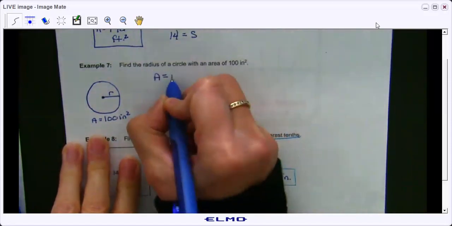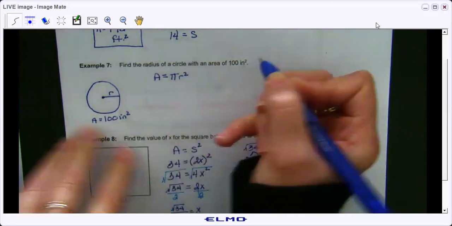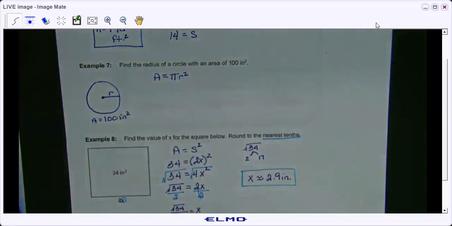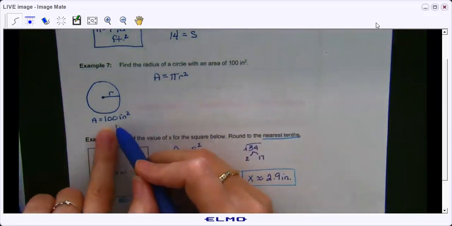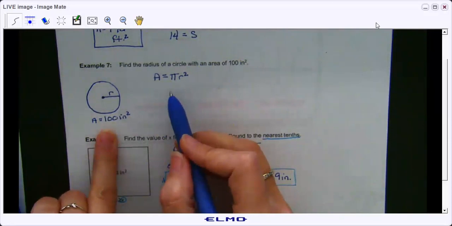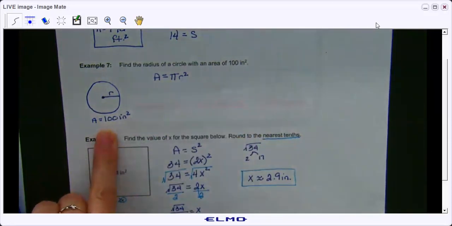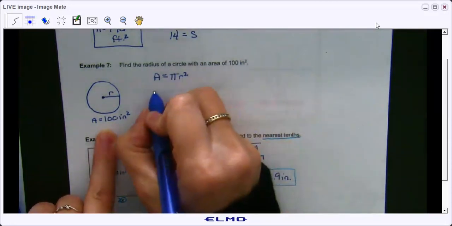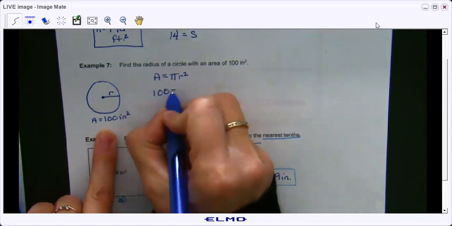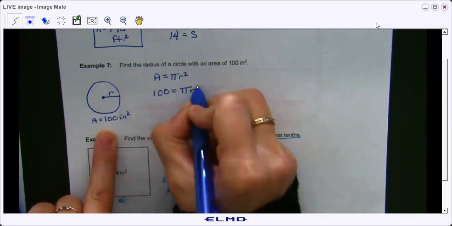Yes, pi r squared. Okay. Or pi diameter. No, not diameter. That's perimeter of a circle. Okay, so we're gonna plug in what we know. And we're gonna leave our answer in terms of pi, meaning we're not gonna turn pi into 3.14. So 100 equals pi r squared.